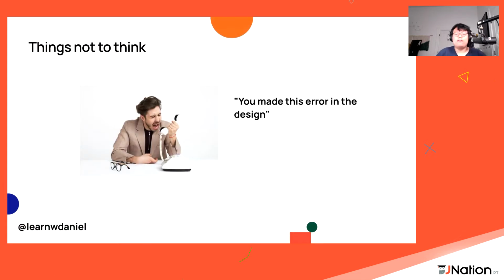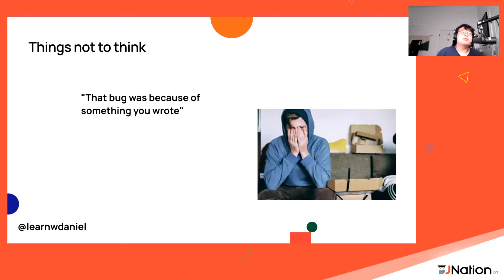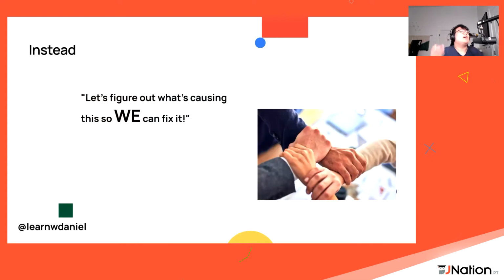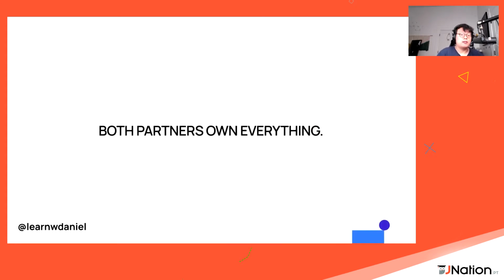When things go wrong in a pair programming session, when things don't work and tests don't pass, that's very normal. You might be thinking, well, you made this error, or that bug was caused by something you wrote. That is not very productive. So what we need to do is share responsibility. Instead of saying I or you, we say we made this error in this design, but let's figure out what we can do to fix it. It's really important that both partners own everything and share responsibility in what you do when you pair program.